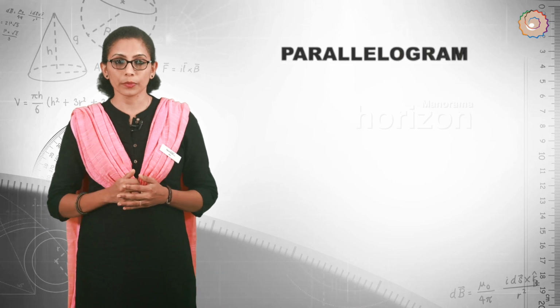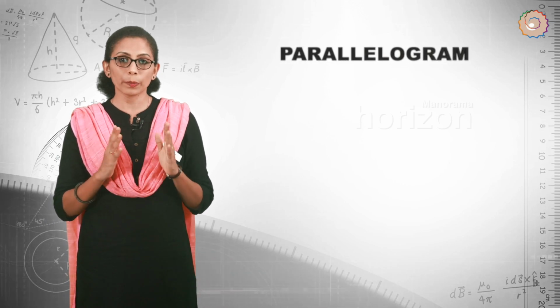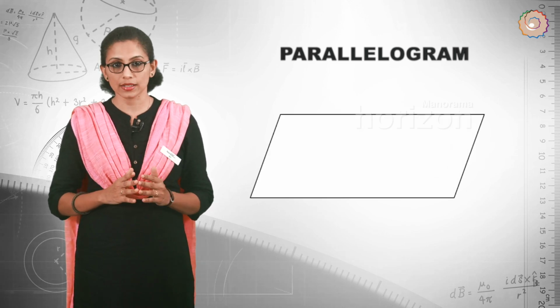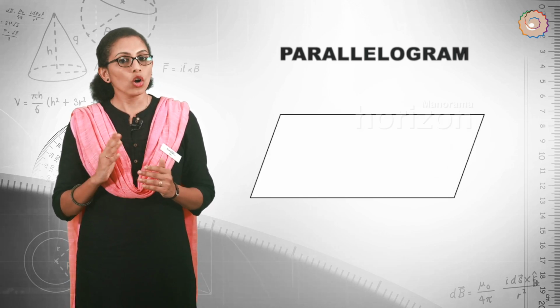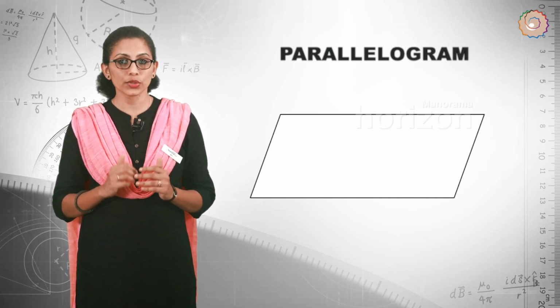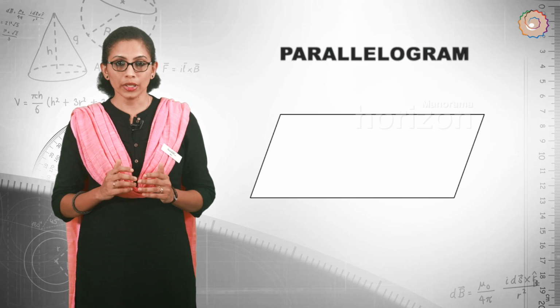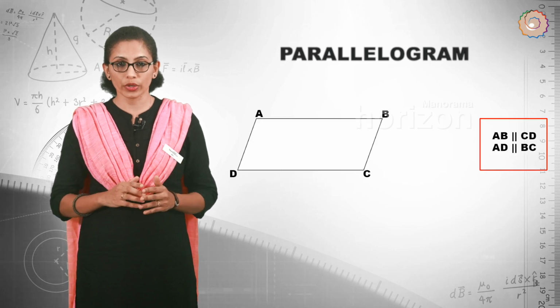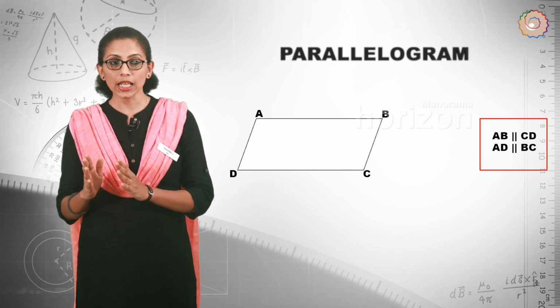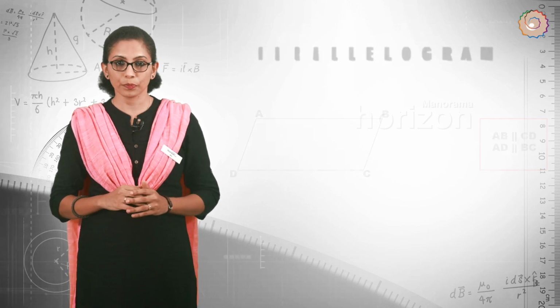First one, parallelogram. As the name suggests, a parallelogram is a quadrilateral with parallel opposite sides. In a parallelogram, all the opposite sides are equal and the opposite angles are also equal. For example, ABCD is a parallelogram. Here you can see AB is parallel to CD and AD is parallel to BC.